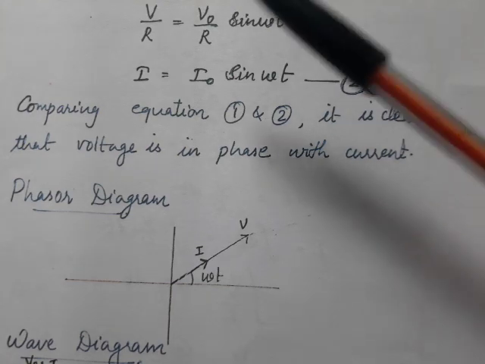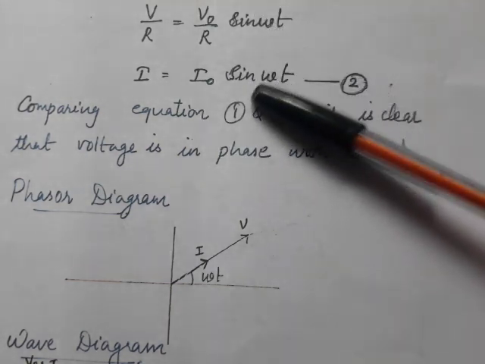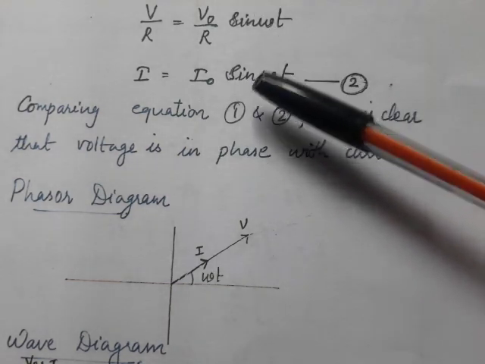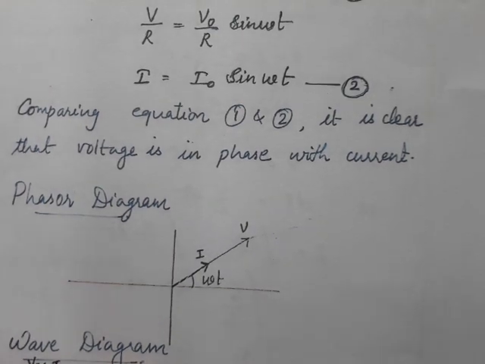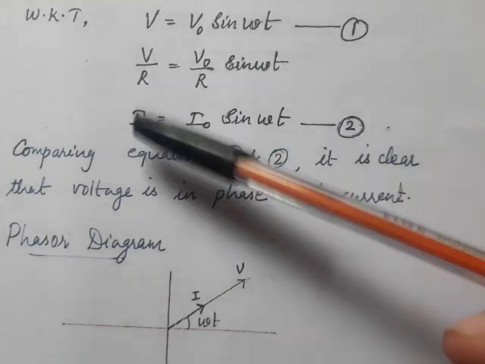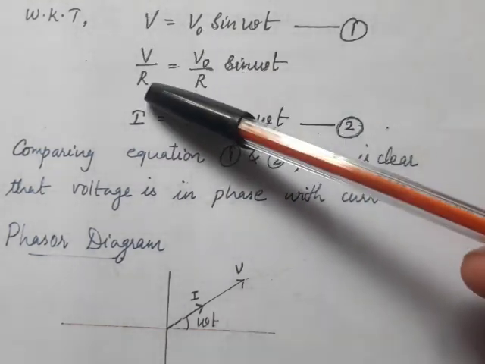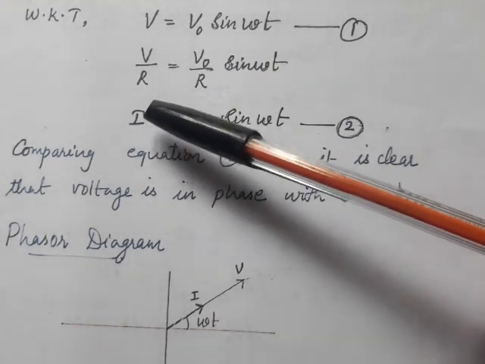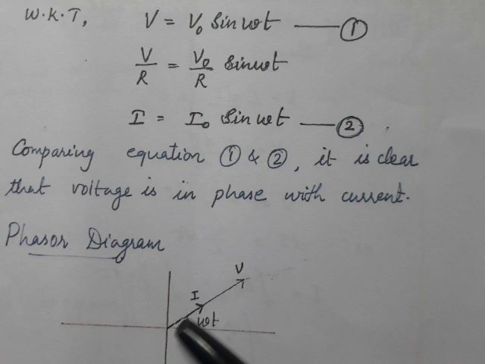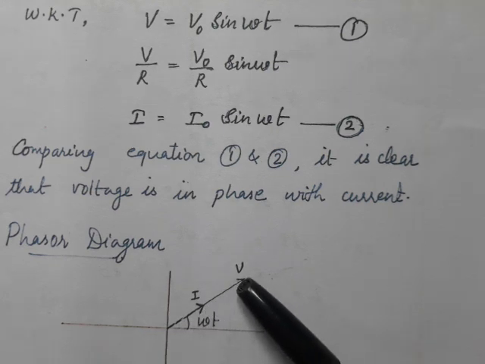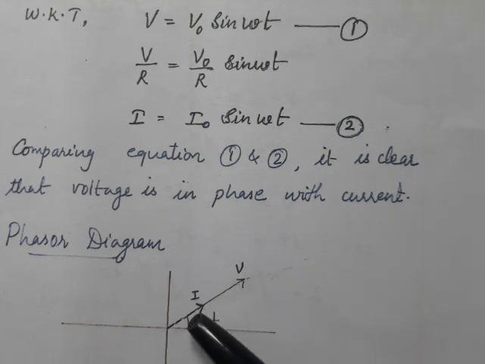After that we check how the current is. Current and voltage are in the same phase, but here we got V by R as current, which means current is a little lesser than voltage. V divided by R is current, so current is lesser. That's why V and I are shown with the same line, but V is higher, I is lesser. Both I and V make the same angle omega t.